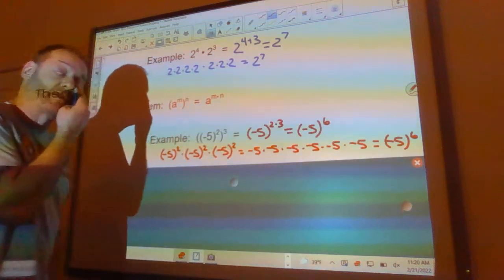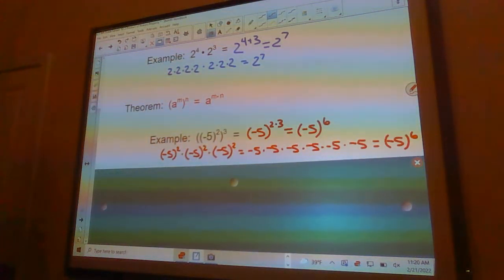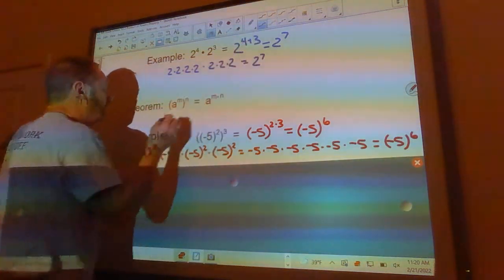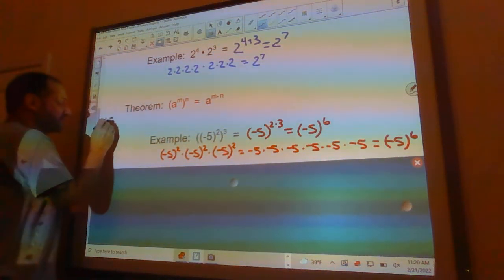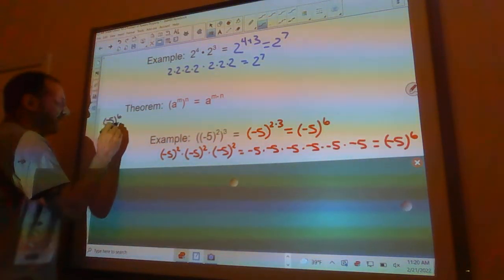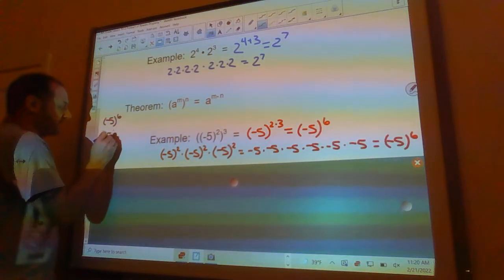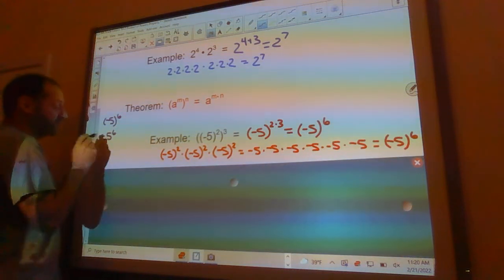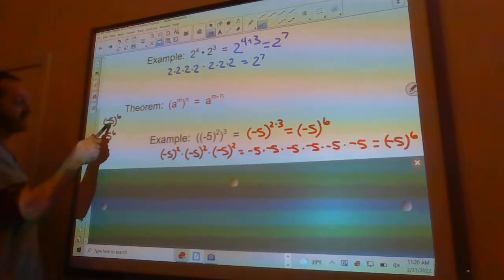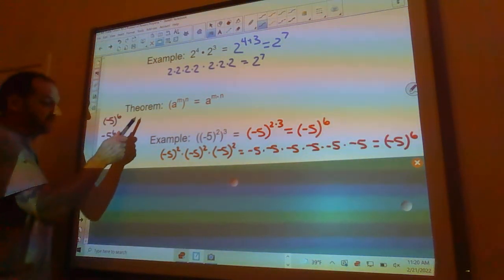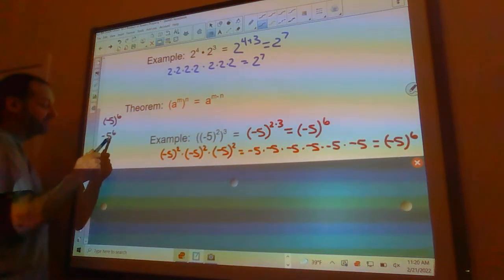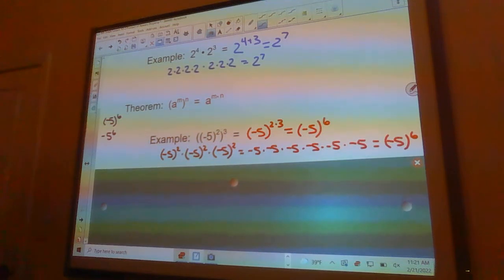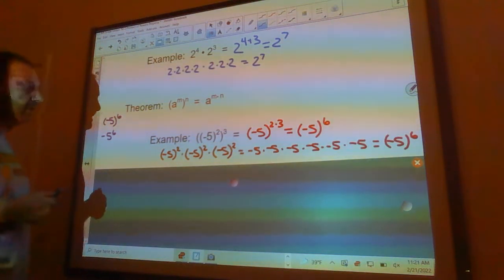Now make sure you put parentheses around the negative 5, because remember that this and this are not the same thing. This number's positive. This number's negative. This is negative 5 times negative 5 times negative 5, six times. This is negative 5 times 5 times 5 times 5, six times. Okay? So be careful of that.